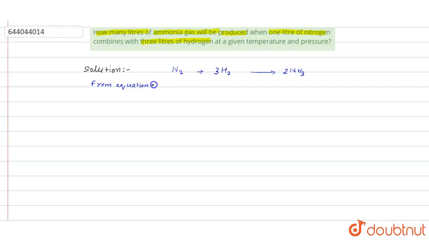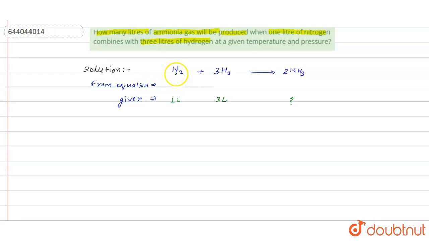In the question, the volumes of N2 and H2 gases are given. The volume of nitrogen is given as 1 liter, the volume of hydrogen is given as 3 liters, and the volume of ammonia is asked. So in the question, the volume of reactants is given, and from the equation we have to write the volume of reactants.